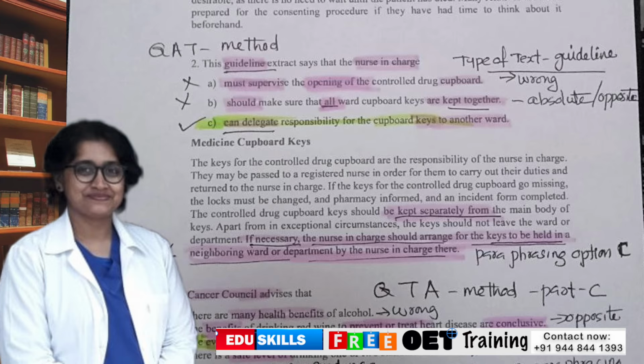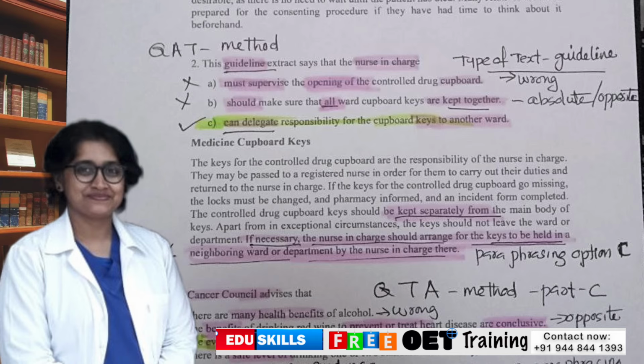When we come to the text, at the concluding sentence it is mentioned that if necessary, meaning if needed, the nurse in charge should arrange for the keys to be held in a neighboring ward or department by the nurse in charge there. So it is a paraphrasing of option C. Option C says can delegate responsibility for the cupboard keys to another ward.